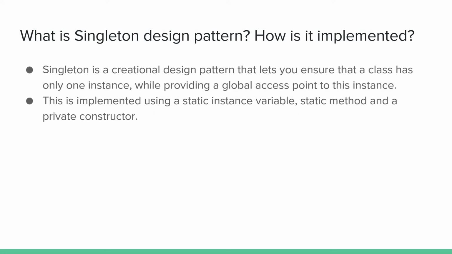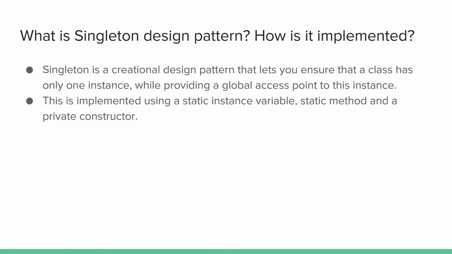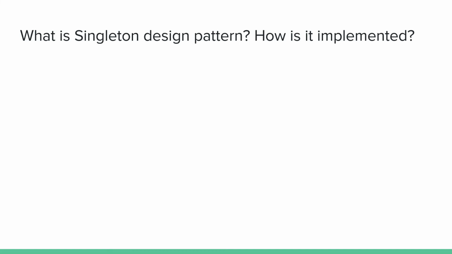What is singleton design pattern? How is it implemented? It is a creational design pattern. We have three types here: creational, structural, and behavioral. Singleton falls in the creational design pattern, which lets you ensure that a class has only one instance, while providing a global access point to this instance. So this is a very important point. You have only one instance, but you have a global access point to this instance. This will be implemented using a static instance variable, a static method, and a private constructor. This is again an important question, so remember it.